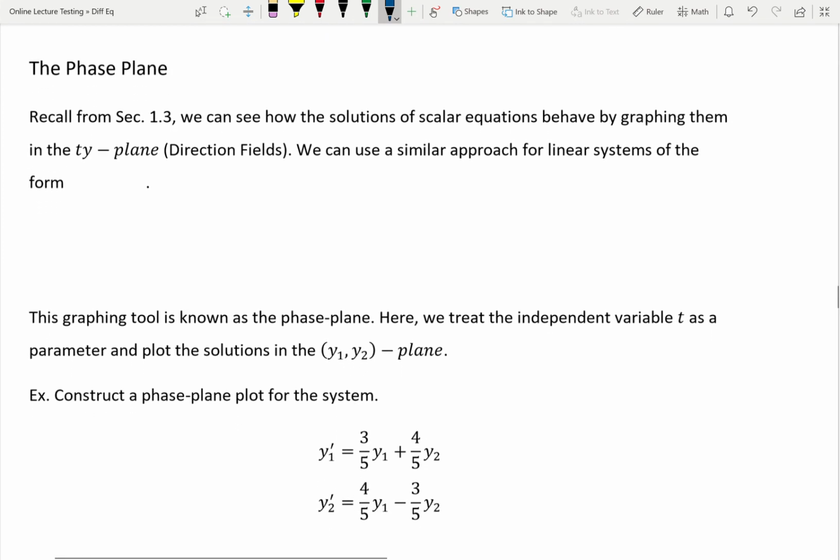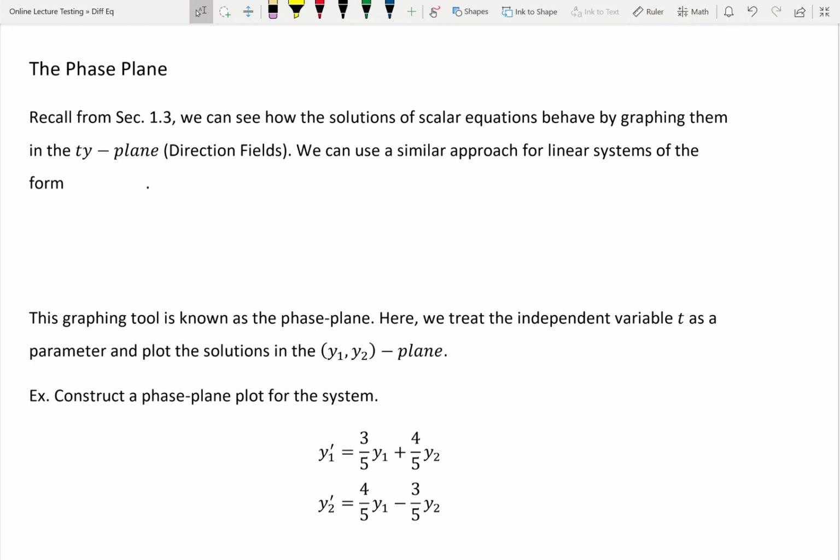Let's look at what a phase plane is. Again, I said that we're going to be looking back at section 1.3 as a kind of methodology of what we're going to be looking at. So recall from section 1.3 that we can see how the solutions of scalar equations behave by graphing them in the ty plane. So we developed what we call direction fields, where we had those line segments, or sometimes called filaments, showing the slope field, if you will.